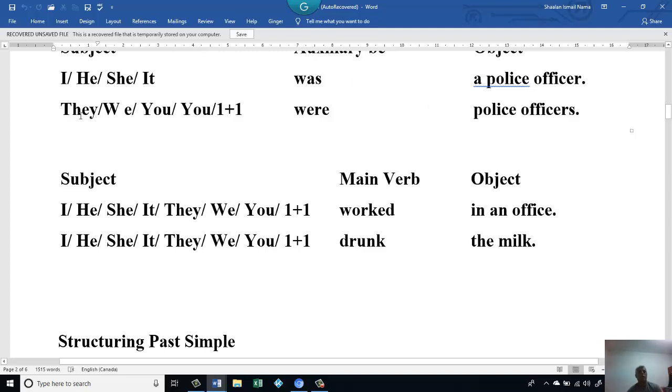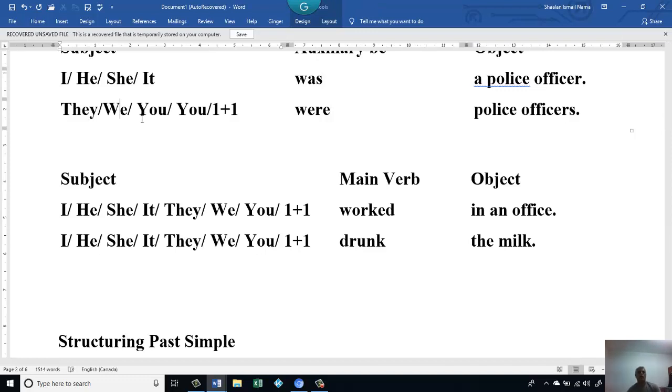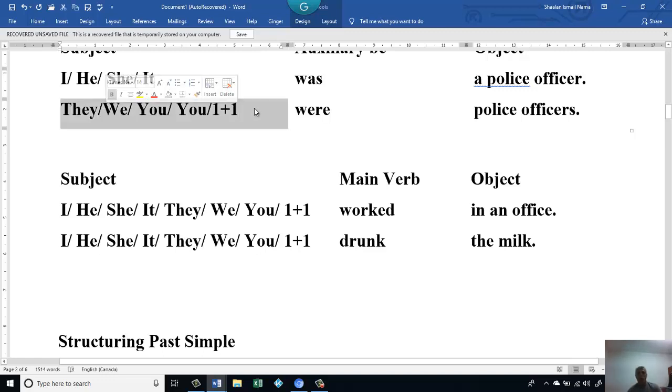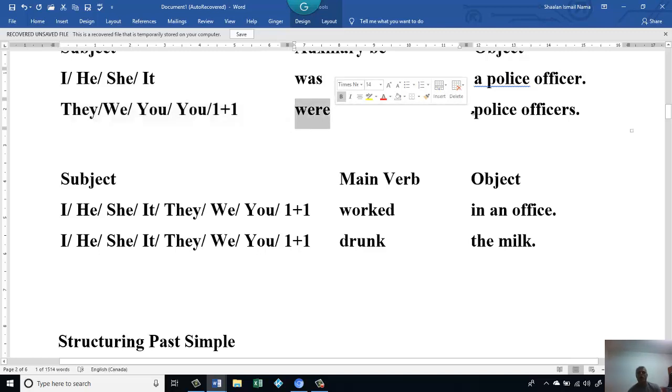And then maybe the subject could be more than one person. For example, here we have they, we, you, and then the second you for one person. Then we have 1 + 1 or any plural subject. When we say 1 + 1, it means a plural subject, more than one person or one thing acting as a subject. With those subjects, we use were. Then we say police officer.